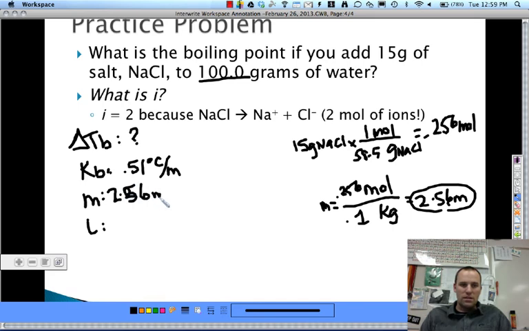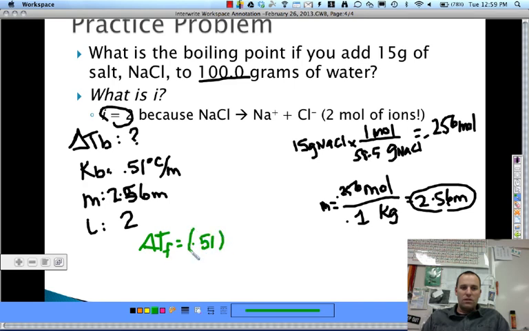2.56 molal. Our I, we already figured out, is 2. So let's plug this into our equation. Delta TB equals KB, 0.51, times M, 2.56, times I, which is 2. And it's going to come out to be 2.61 degrees Celsius.